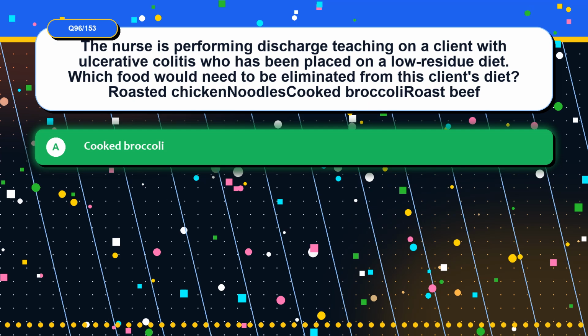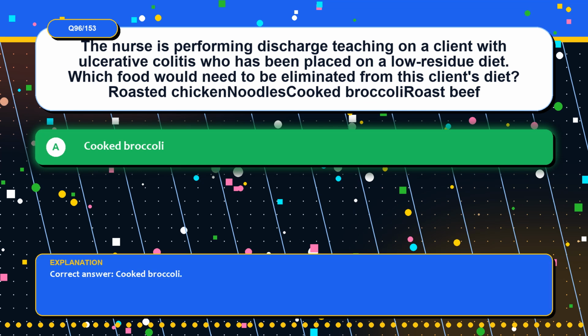The correct answer is option A. Cooked broccoli. Correct answer. Cooked broccoli.